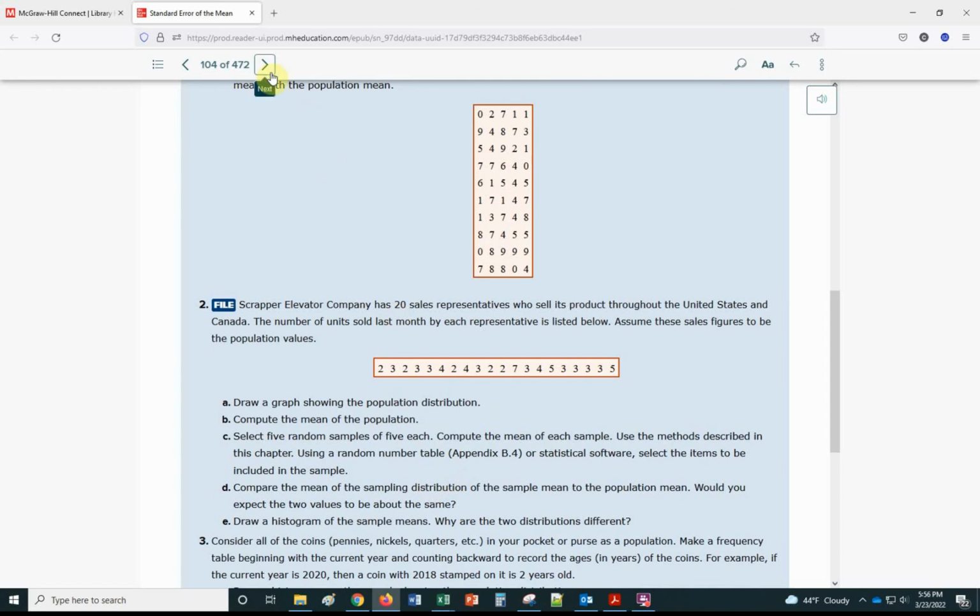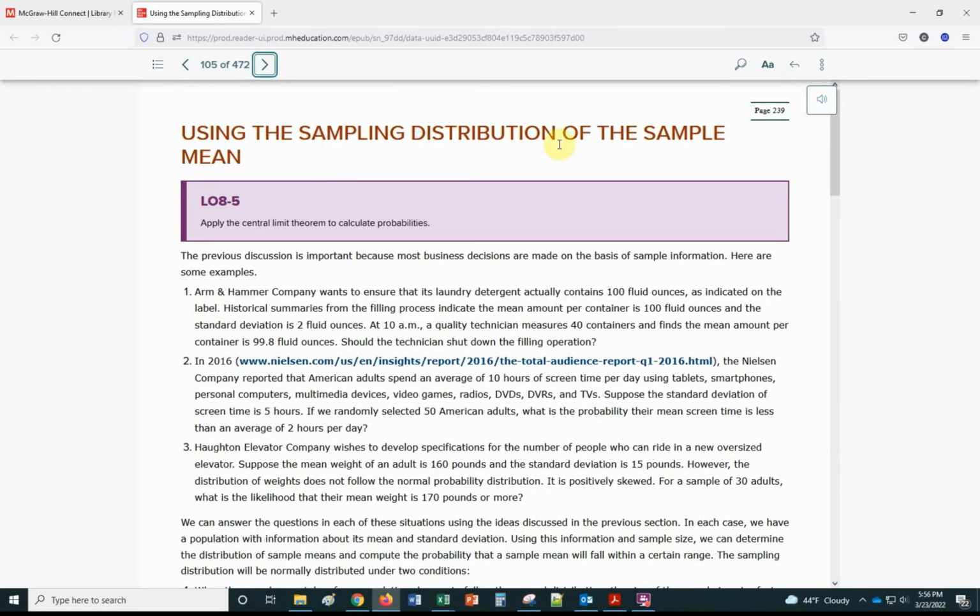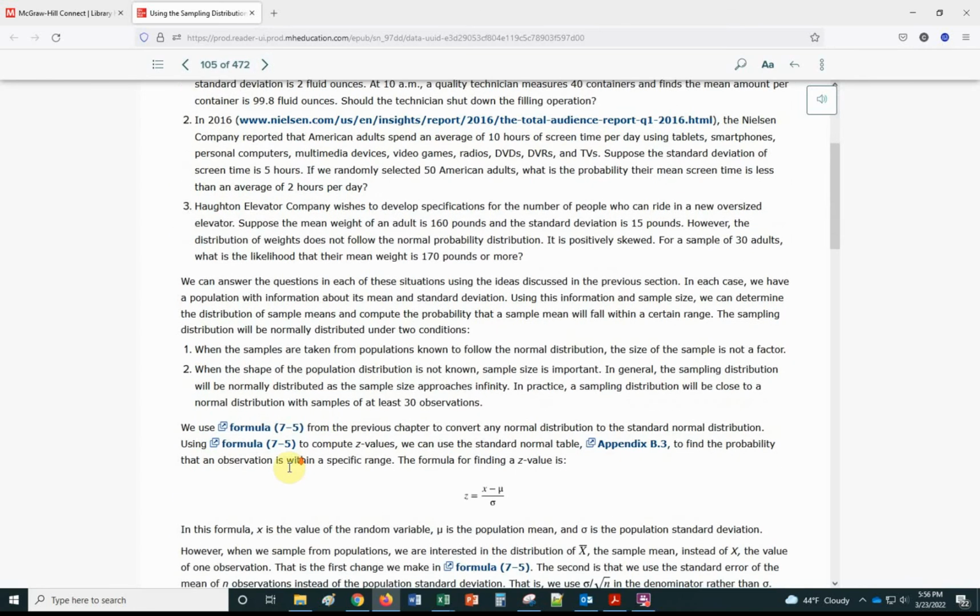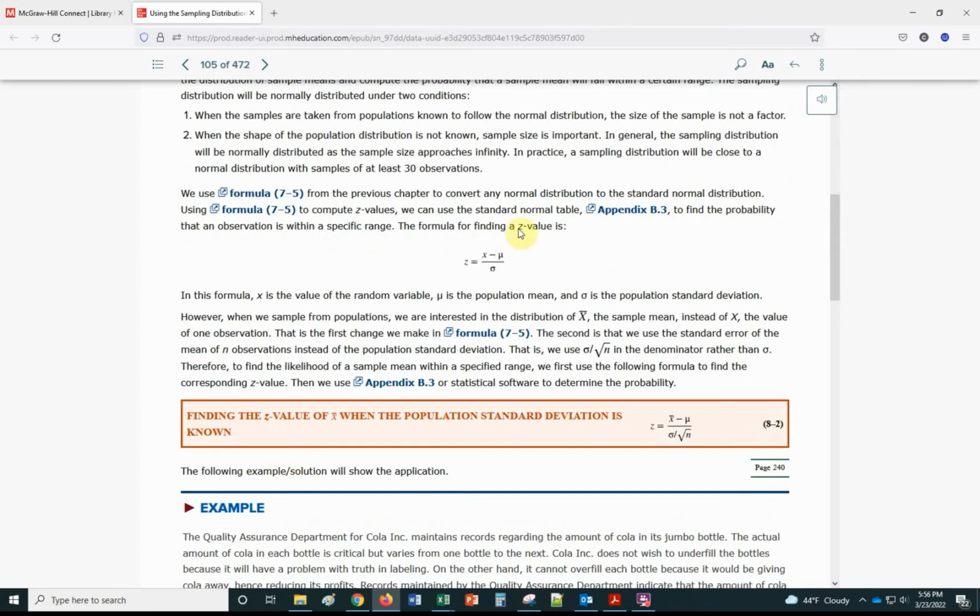To using the sampling distribution and sample mean. So here's some examples of where it might be used. We use this formula to find Z. And then it says here, finding the Z value of the sample mean when the population standard deviation is known. So we have to know the population standard deviation. Then you can use this formula to find Z.